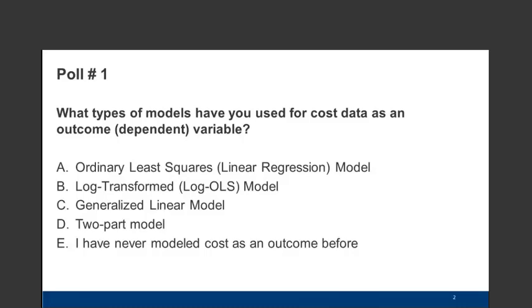The results are 14% say A, 14% say B, 28% say C, 17% responded D, and 22% said E. Well, thank you. It's a nice distribution of people who use cost as an outcome variable, and also those who have not used it before.